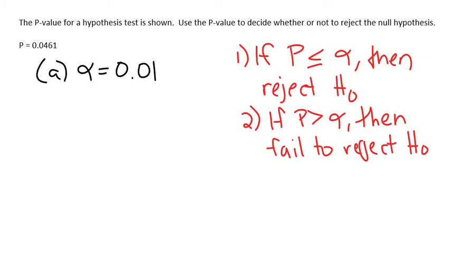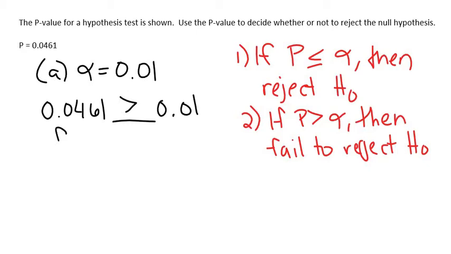Our p-value is 0.0461, and we're comparing it to alpha. Now, what sign can I put in between those two? In fact, I would put that the p-value is bigger than alpha. Therefore, we would fail to reject the null hypothesis in part A. Now let's look at part B.